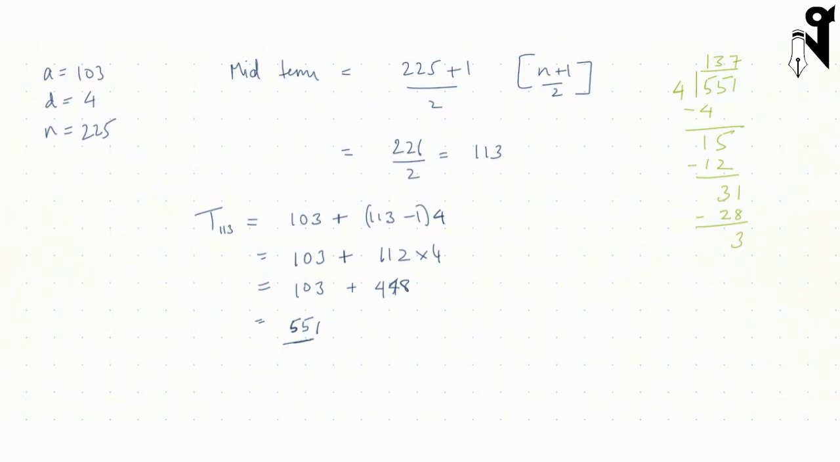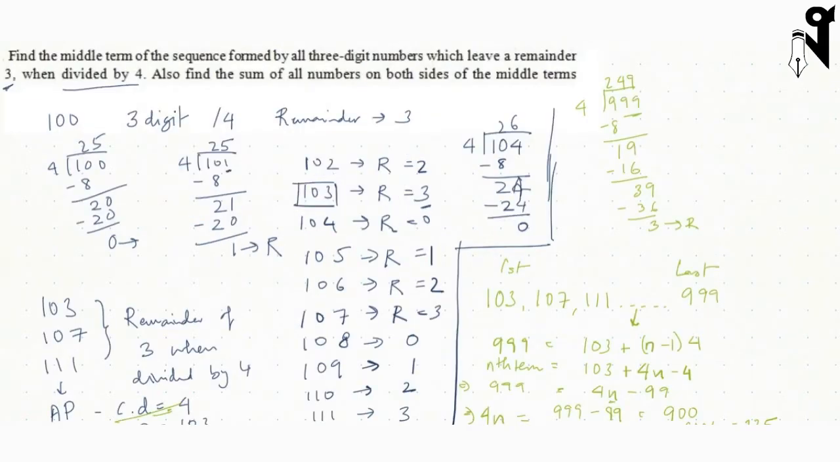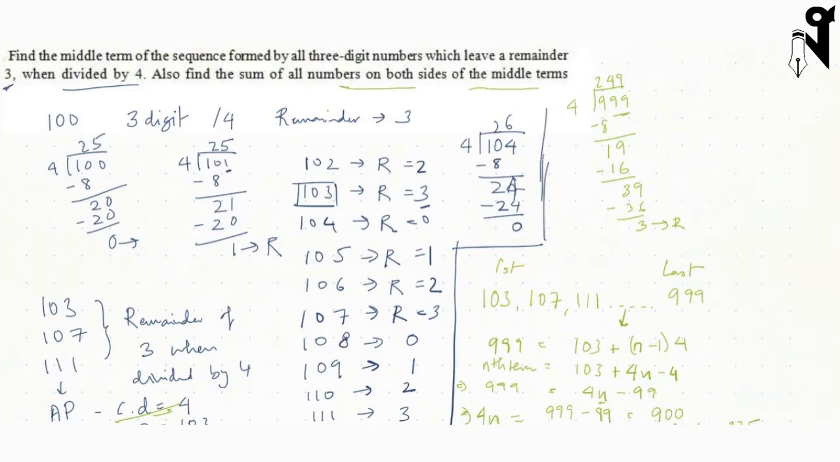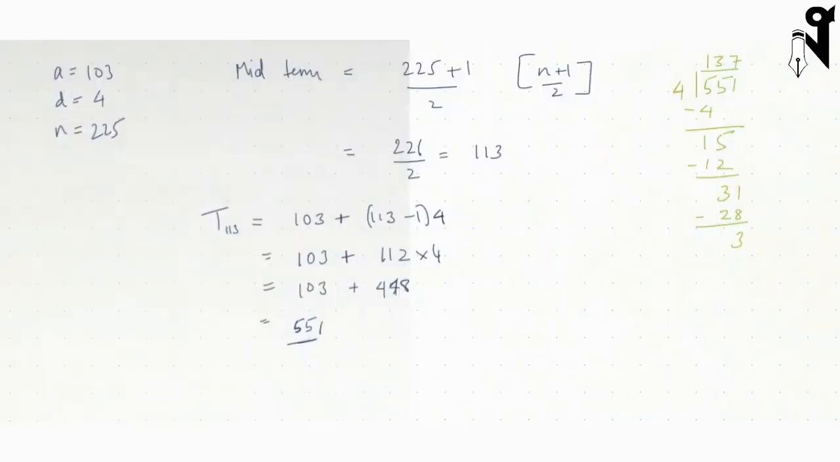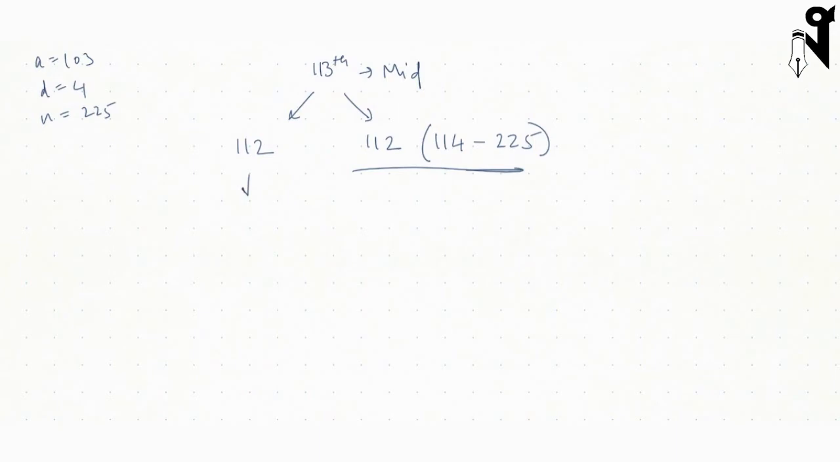Alright. Now let's just quickly go back to the next statement of the question, what was asked. So also find the sum of all numbers on both sides of the middle term. Okay, so this is also going to take a couple of steps. It's very simple though. So the 113th term is the middle term. I need to find out the sum of the first 112 and the next 112, which comes from term number 114 to term number 225. I will leave this part to you to think and solve, and I will just be solving the first 112 terms. This was the ask in the second statement of the question.